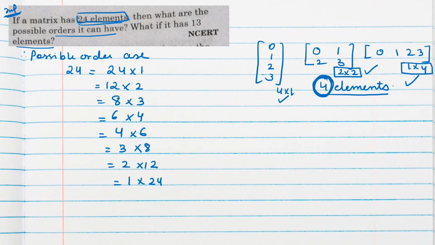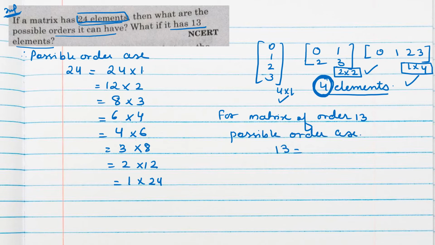Then if it has 13 elements, for a matrix of order 13, possible orders will be: 13 is a prime number, so 1 into 13 we can have, and 13 into 1 only. So like this, given any number of elements, you can find different possible orders.